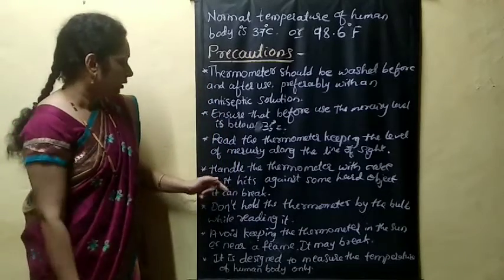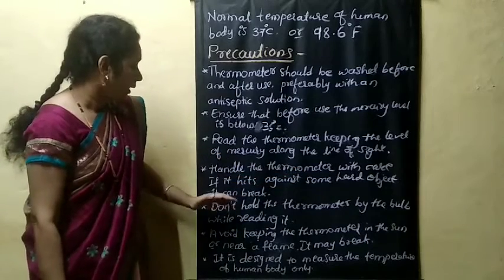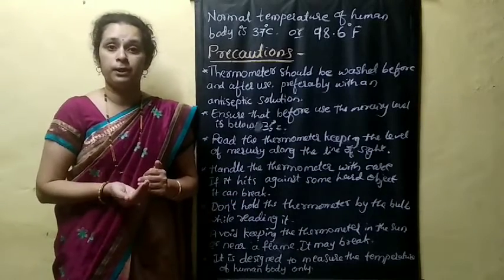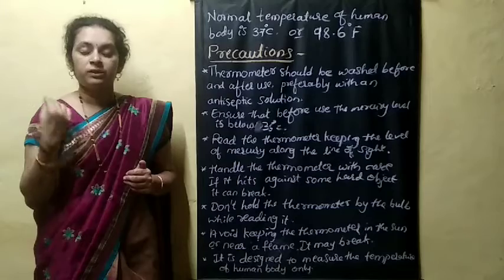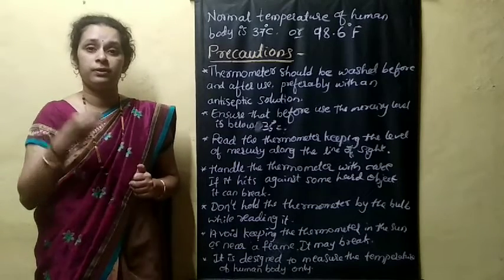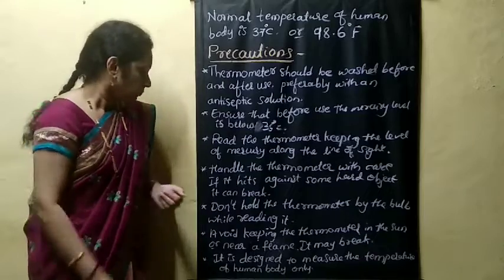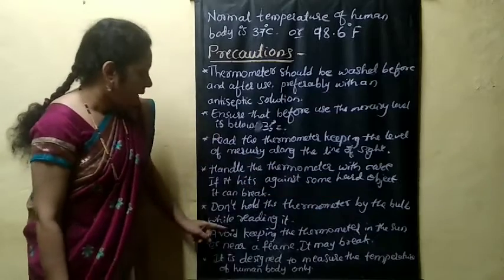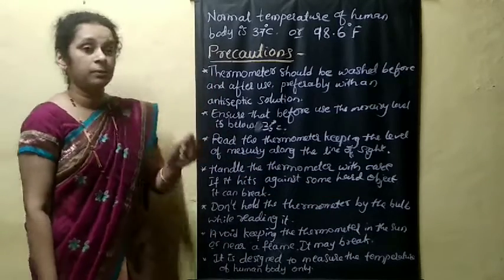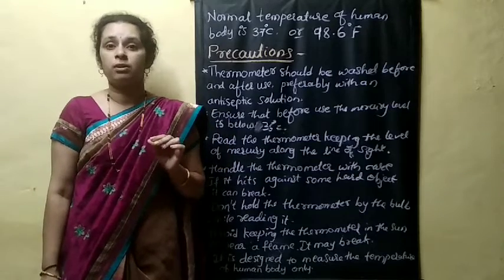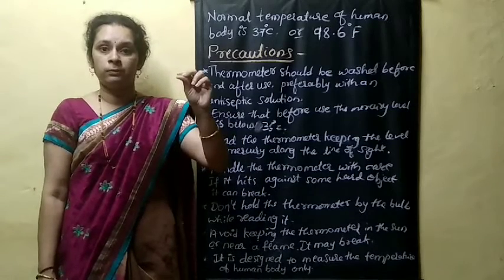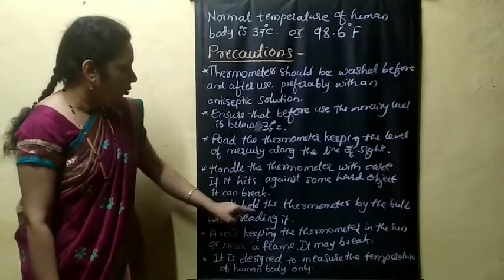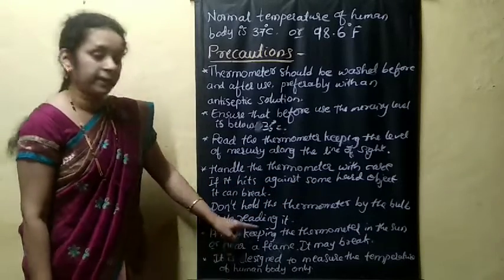Handle the thermometer with care. If it hits against some hard object, it can break. It is a glass apparatus. That's why you should handle it with care, because if you hit any hard object, it may break. Don't hold the thermometer by the bulb while reading it. You should not hold the bulb while measuring the temperature of the body. This side you have to hold, or in the middle, like that.